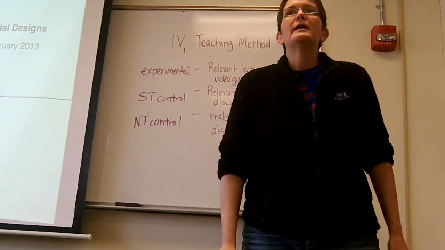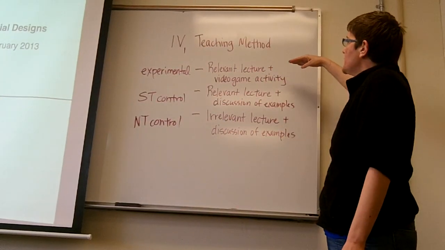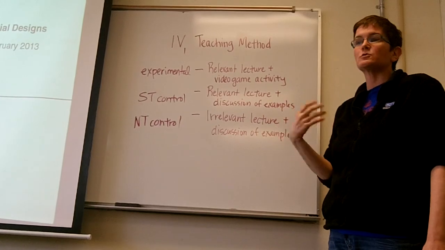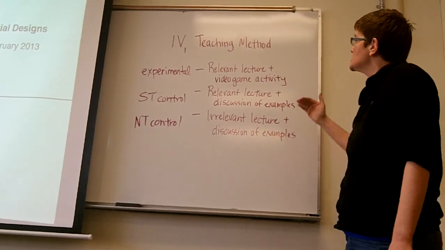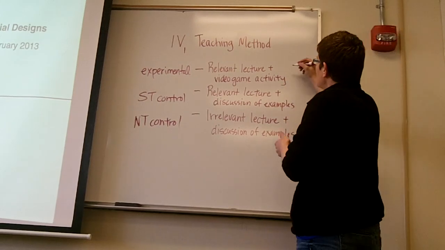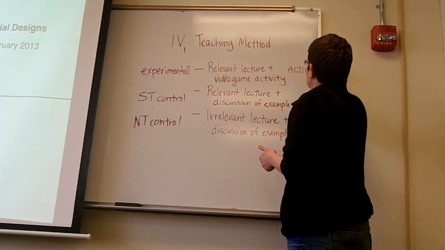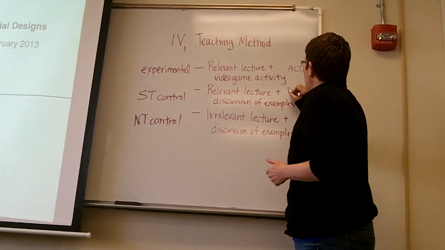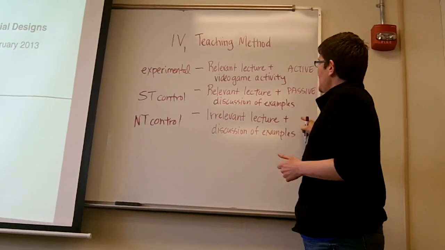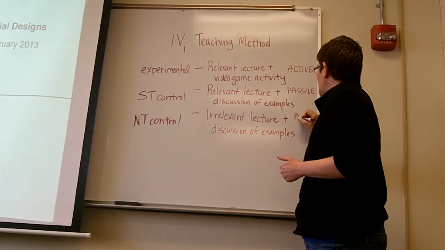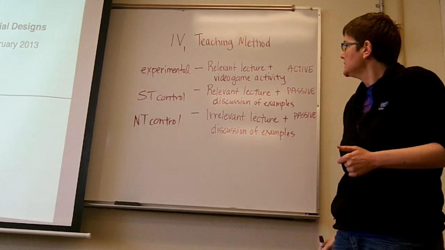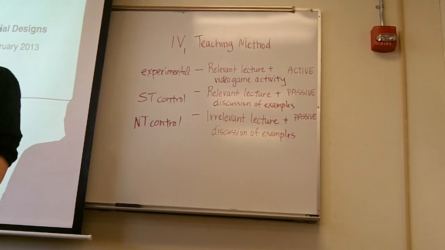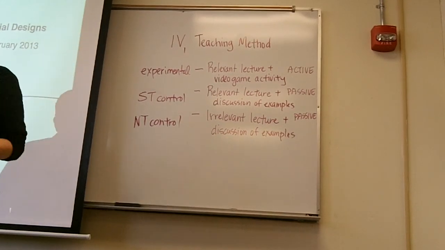Okay, why am I talking about all this stuff? Here we're thinking about how well they created their variable. Does their variable really help us distinguish relevant stuff that they're interested in? So here you've got relevant lecture and a video game activity. Another way to think about this is very active learning. Relevant lecture and discussion of examples is passive. And irrelevant lecture and discussion of examples is also passive. So there's a lot of stuff up there. Here you thought it was just an IV with some levels, but when you're talking about how well they designed their variable, it's important that you think about all these dimensions of what they did.